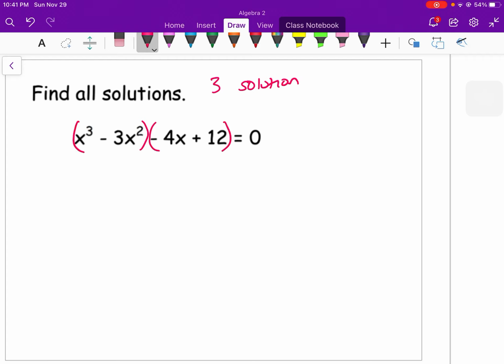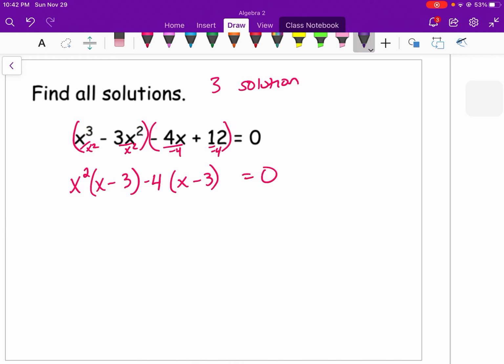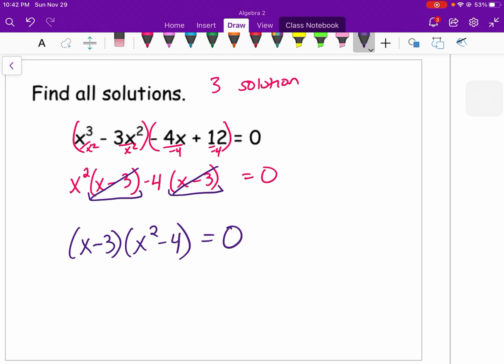So group, then take the greatest common factor out from the first group, which would be x squared, and what's left, if I divide this by x squared and this by x squared, is x minus 3. And then I want to make the second parenthesis an x minus 3 as well. So I'm going to take out the negative 4 and divide both by negative 4. You're going to get x minus 3. And then you have 2 terms here, and they each have an x minus 3 in common. So I'm going to take the x minus 3 out front, which means I'm going to divide both terms by x minus 3. So what's left is going to be x squared minus 4 equals 0.